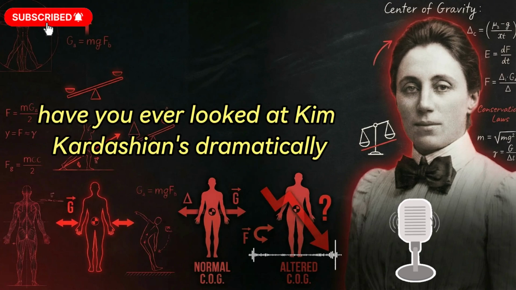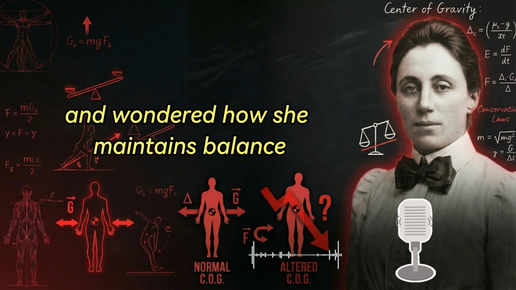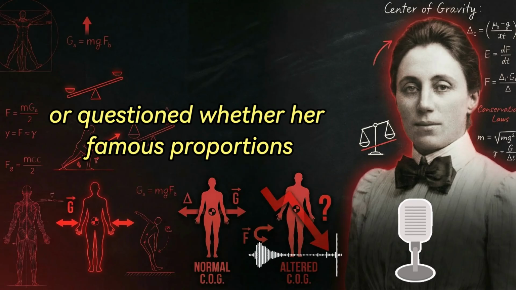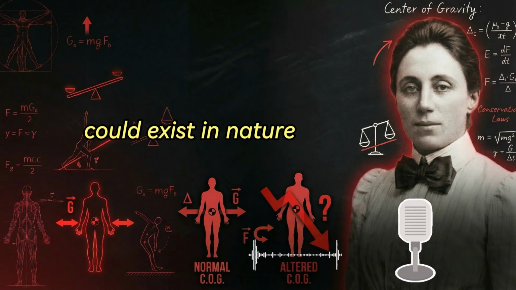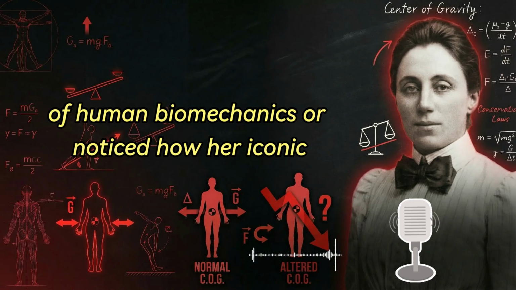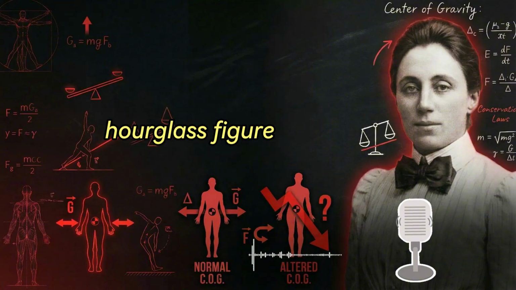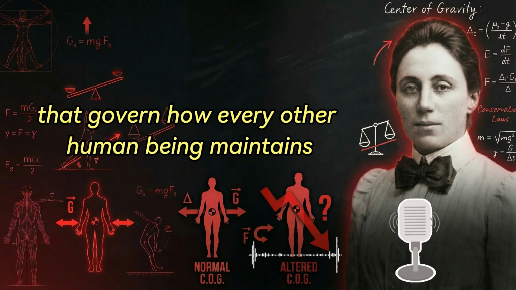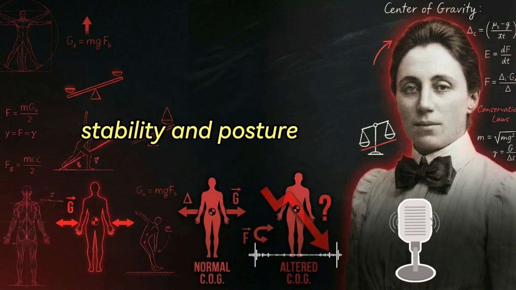Have you ever looked at Kim Kardashian's dramatically curved silhouette and wondered how she maintains balance while walking in high heels? Or questioned whether her famous proportions could exist in nature without violating fundamental principles of human biomechanics? Or noticed how her iconic hourglass figure seems to defy the basic physics of center of gravity that govern how every other human being maintains stability and posture?